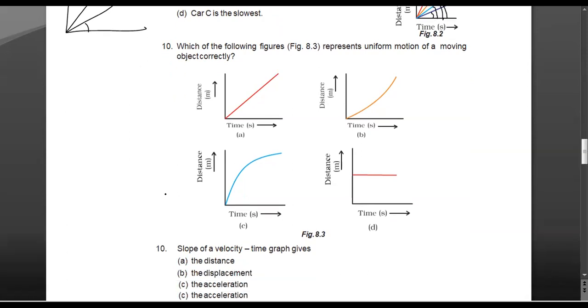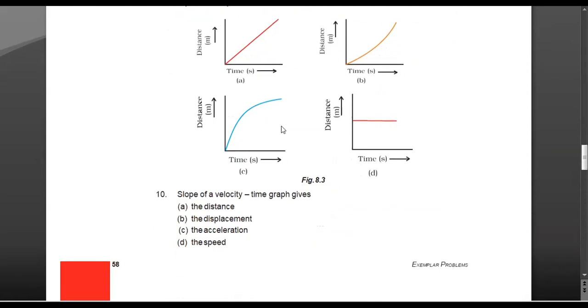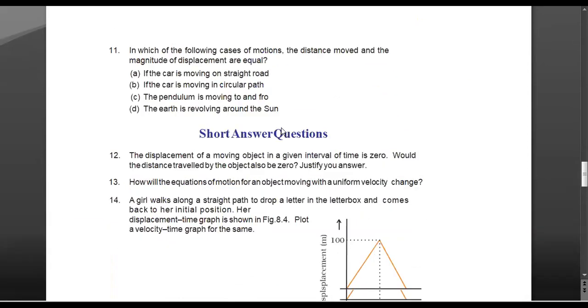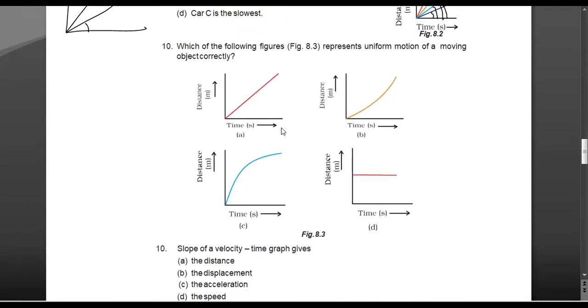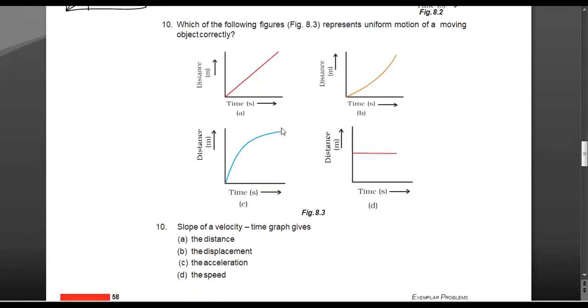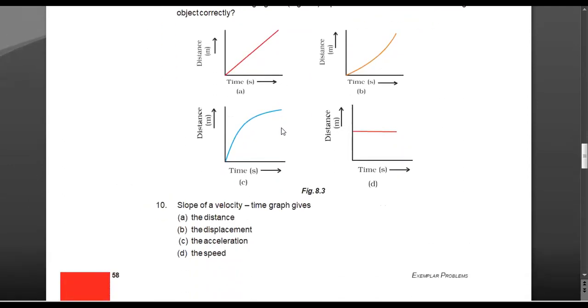Question number 10 is here. Sorry, there are two question 10s. The slope of velocity time graph gives what? Distance, displacement, acceleration, or the speed?